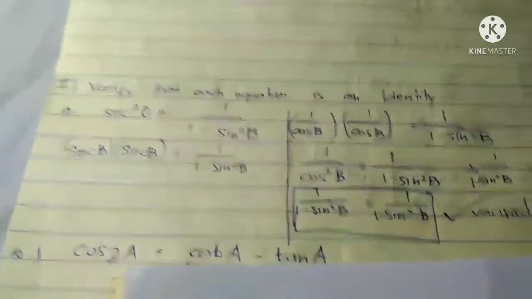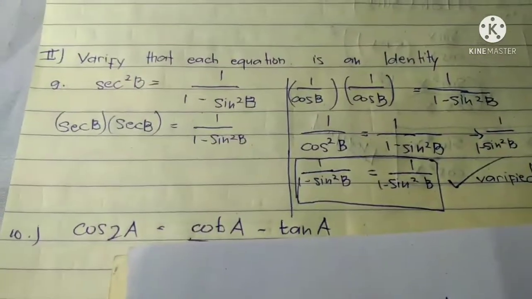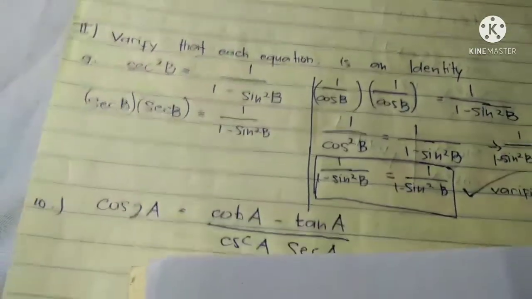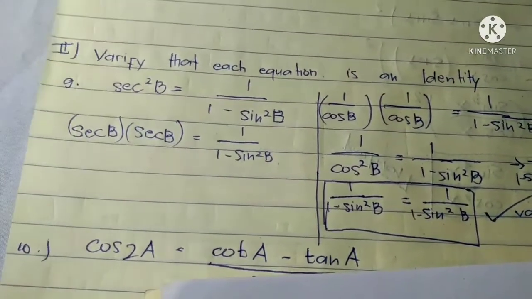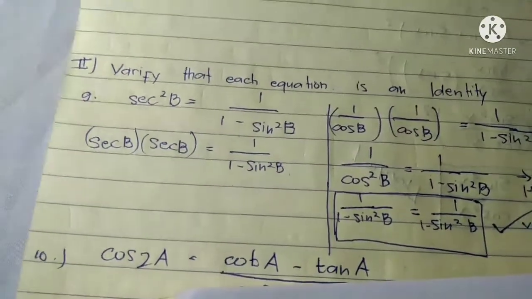Now, for our problem 9, we have here secant squared b is equal to 1 over 1 minus sine squared b.